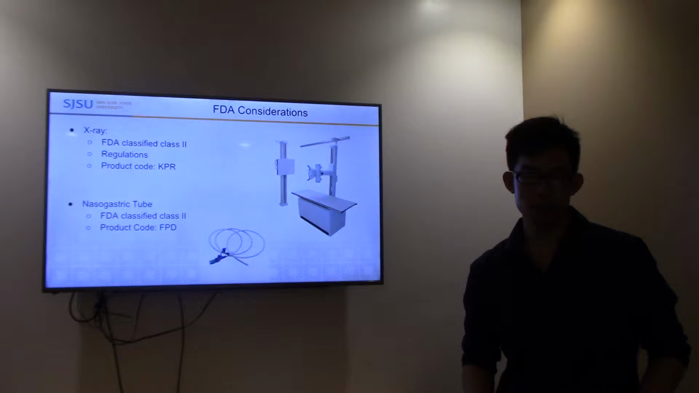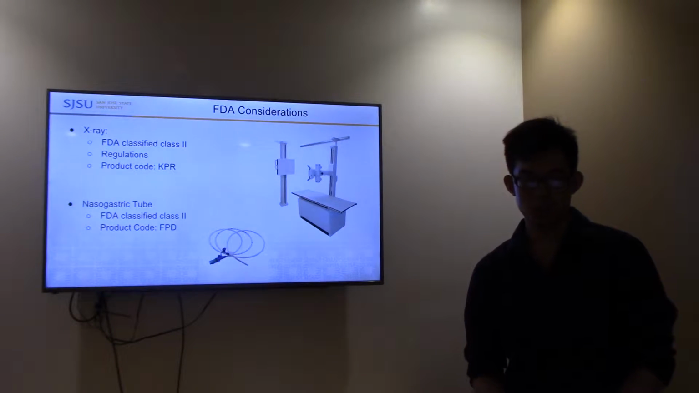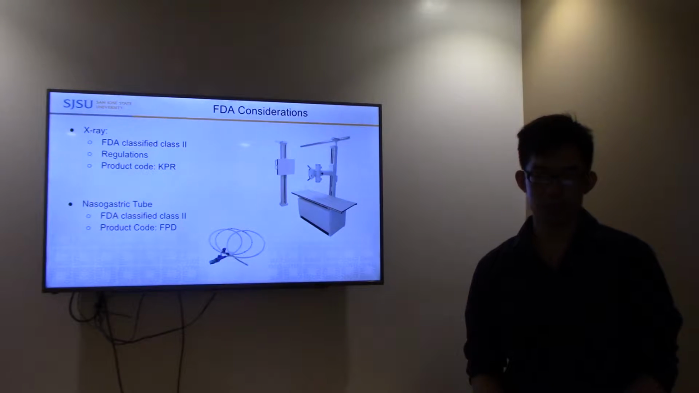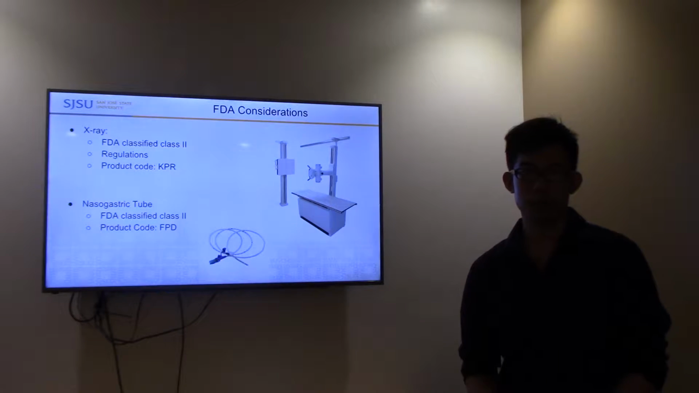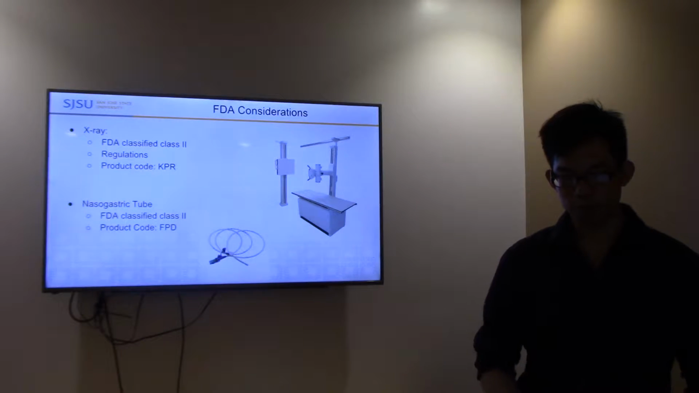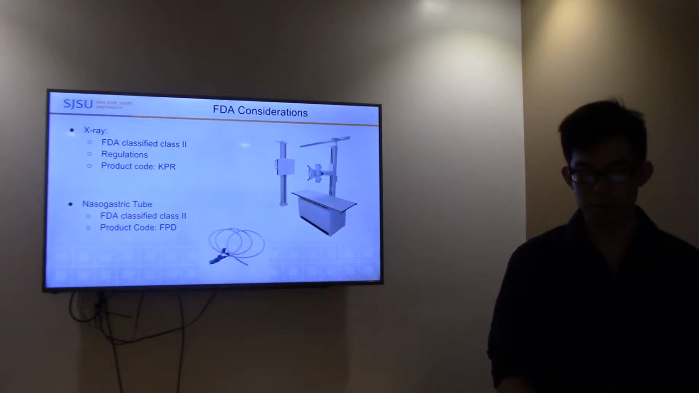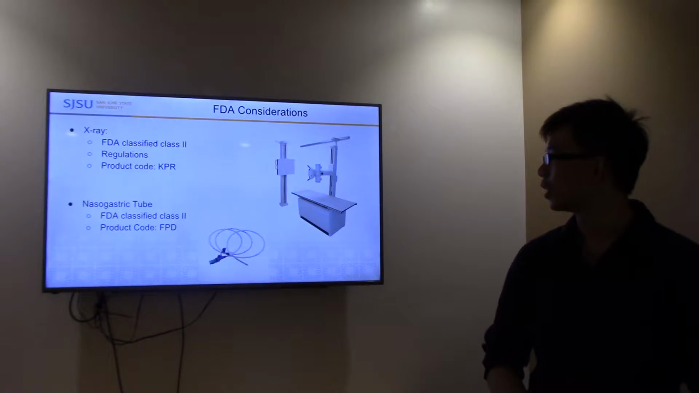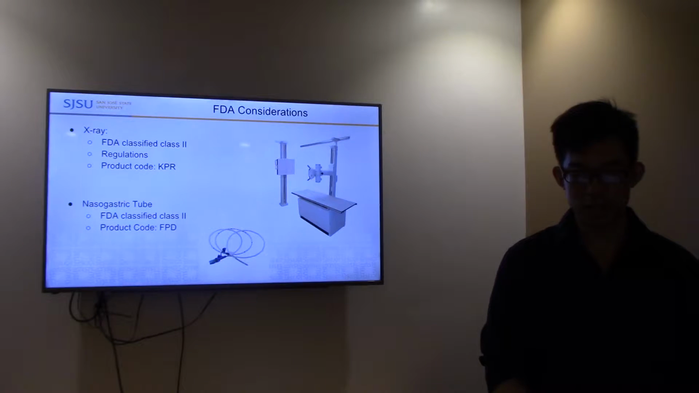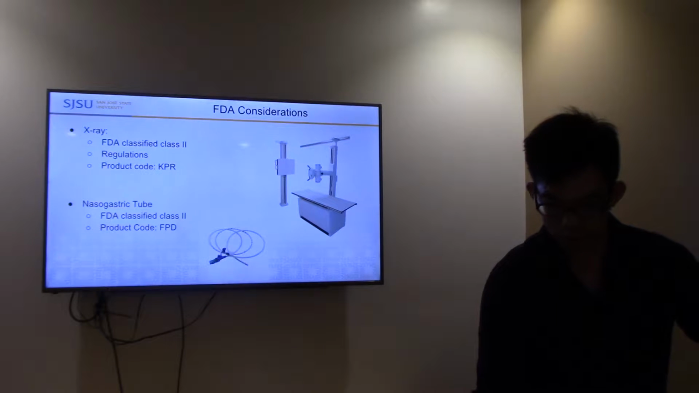There's no standard for verifying the location of the tube according to the FDA. According to the user need for a nasogastric tube, you do need a verification, but it doesn't specifically state that you need to use x-rays. The x-ray is just the main protocol in most hospitals. And this project doesn't use x-rays, but I put the x-ray on there anyway. And the x-ray has a lot of different regulations compared to the nasogastric tube.